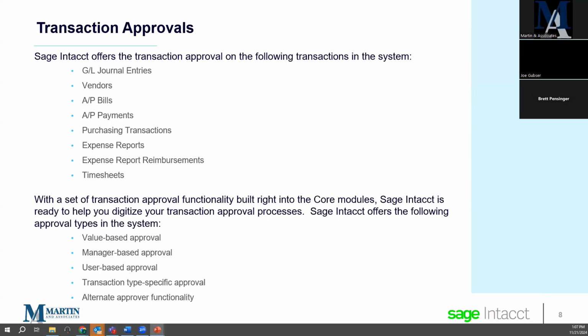With these transactions, you can set up the transaction approval process however you want, whatever works for your company, and it can be different across each of the different transaction types. It offers the following approval types, and we'll see more details about each of these as we progress through the webinar. There's value-based approval, manager-based, user-based, transaction type specific approvals, and an alternate approver functionality as well.